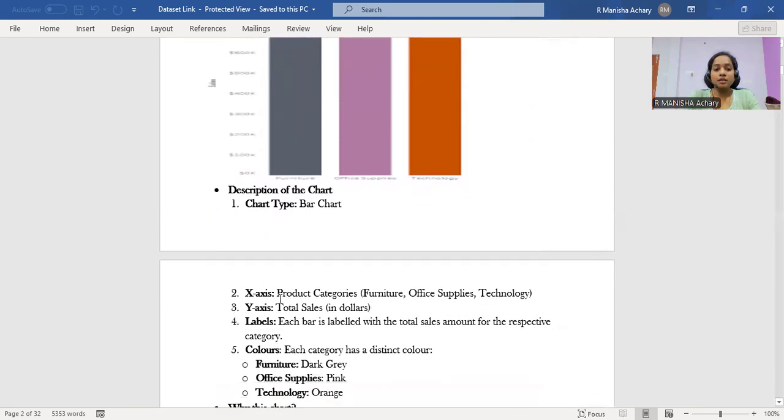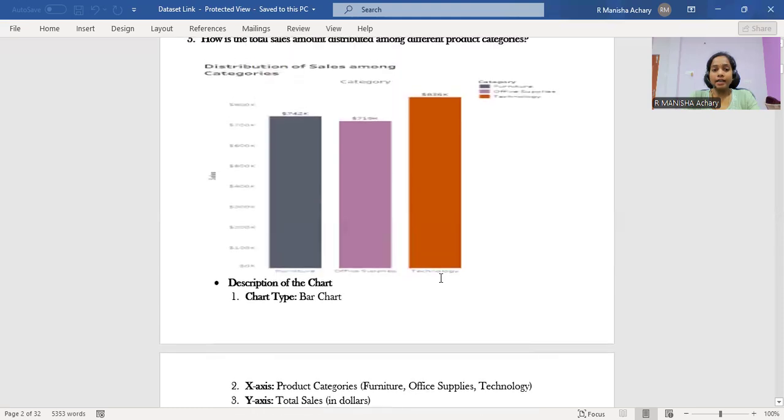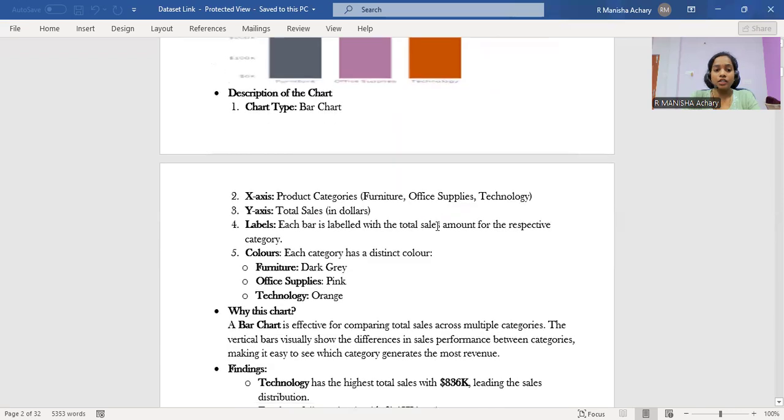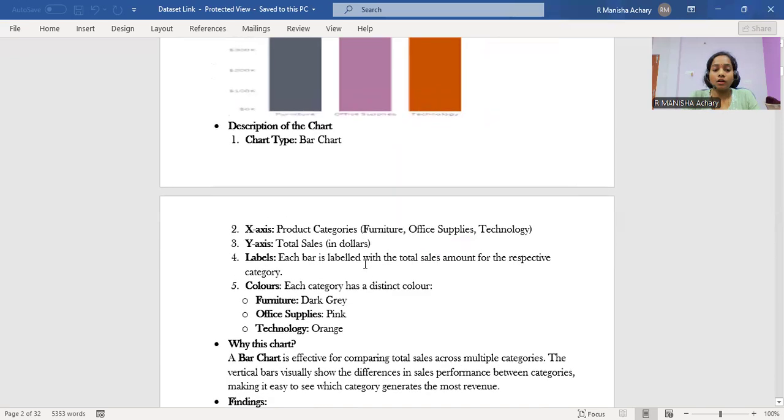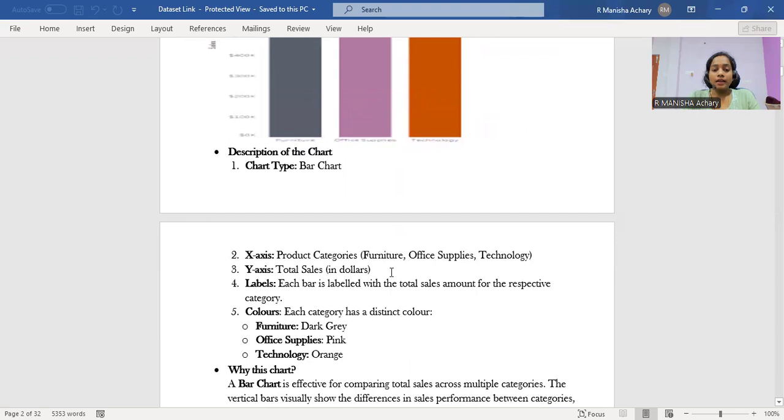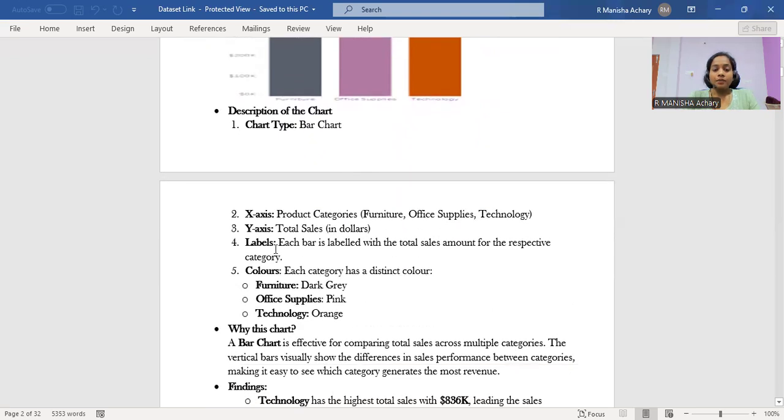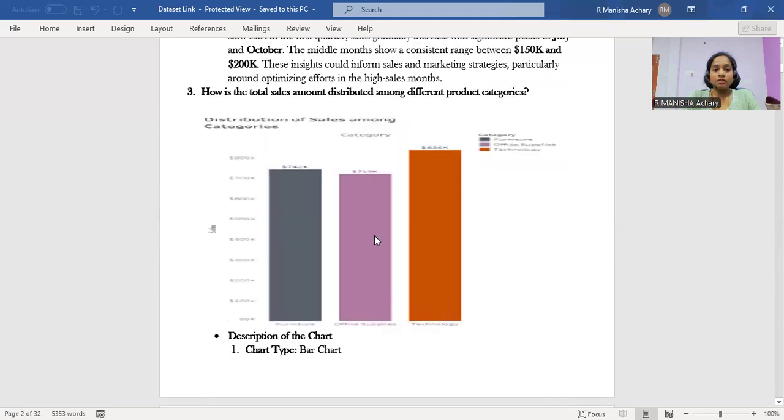For the x-axis, I have used product categories. Product categories include furniture, office supplies, and technology. In this chart, this gray color is furniture, violet color is office supplies, and orange color is for technology. In the y-axis, I have put total sales, which is in dollars. Each bar is labeled with the total sales amount for the respective category.